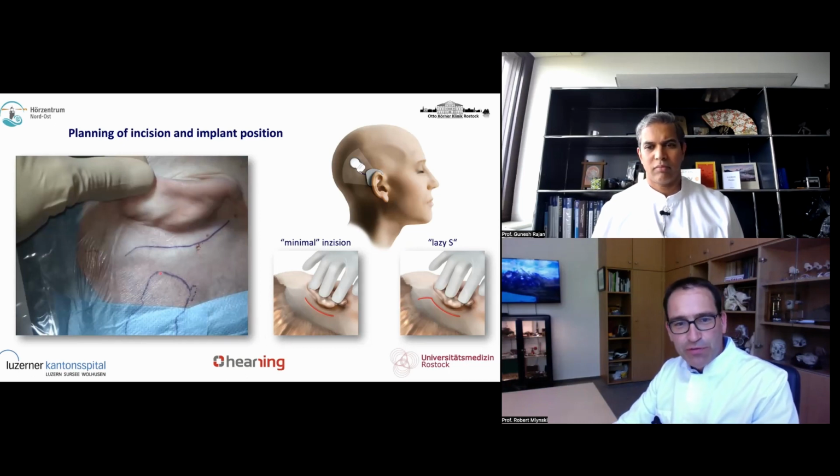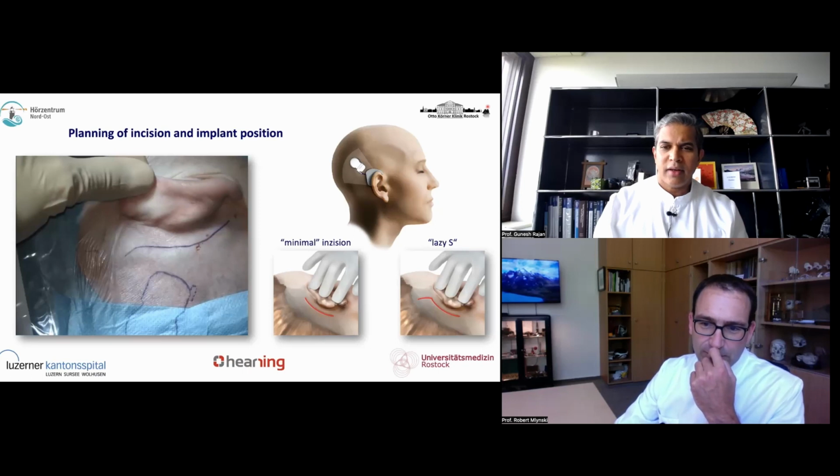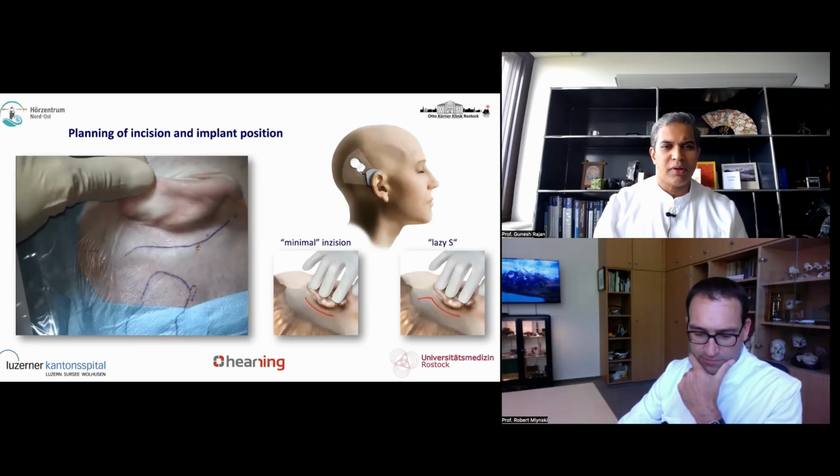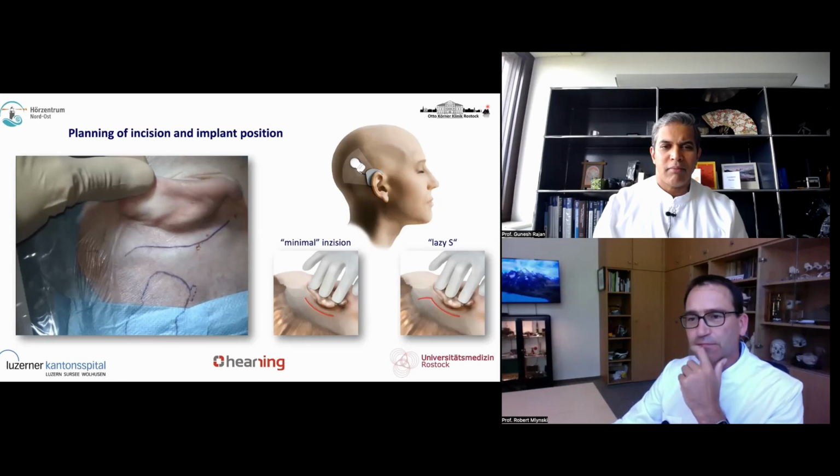I personally prefer the Lazy S, so I have lots of space. I don't need to replace my retractors. That saves some time. How about you? What are you doing? Same, yeah. I also use the Lazy S, and obviously try to develop the skin soft tissue flaps, so at least have a double layer. I think that's an important feature also to prevent infection and extrusion. Do you do it differently in children and in adults, Rob?